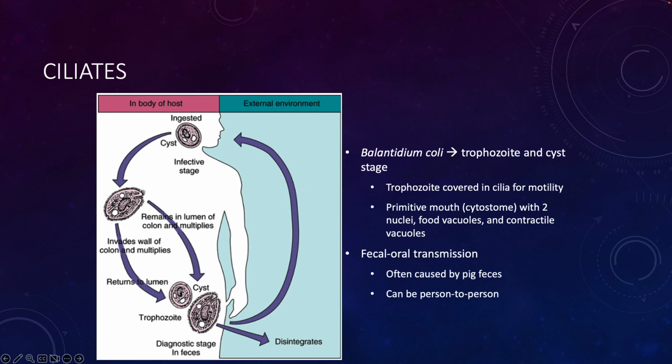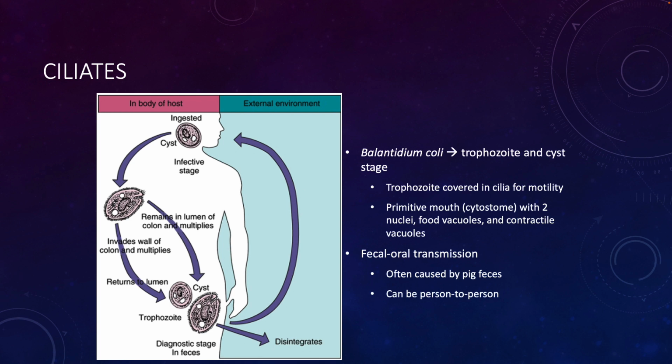The trophozoite is motile through the cilia. It has a primitive mouth, kind of illustrated right here. It has 2 nuclei, food vacuoles, and a contractile vacuole. In some of your earlier biology classes, you may have seen ciliates under a microscope or something like that.